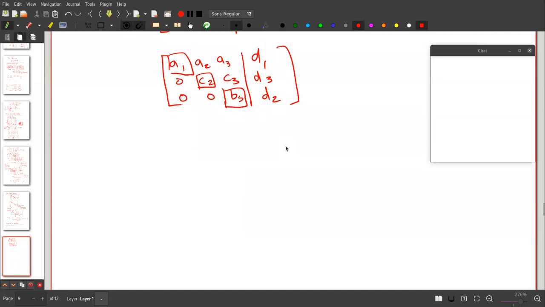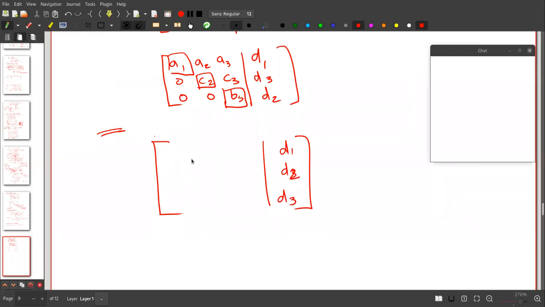Fine. So these are the methods which you have to use to make it into the row echelon form. Okay, so let's do something else. Let's write down something new. The matrix was, let's say, A1, A2, A3 with right hand side D1, D2, D3. We have done some row operations and we got 0, 0, 0, 0, 0, B3. Sorry, it should be C3.